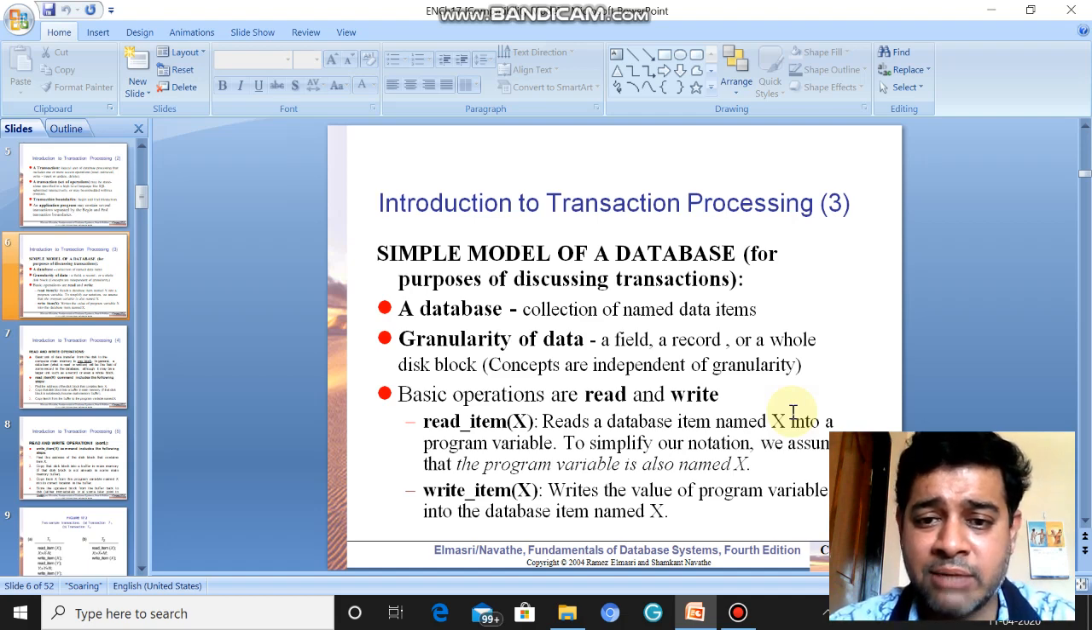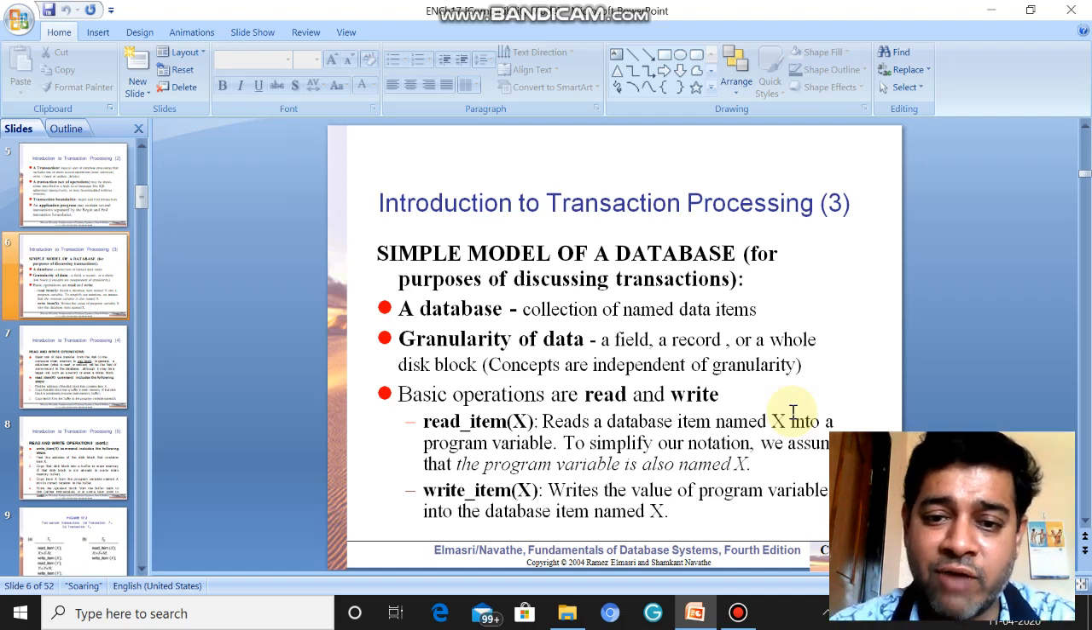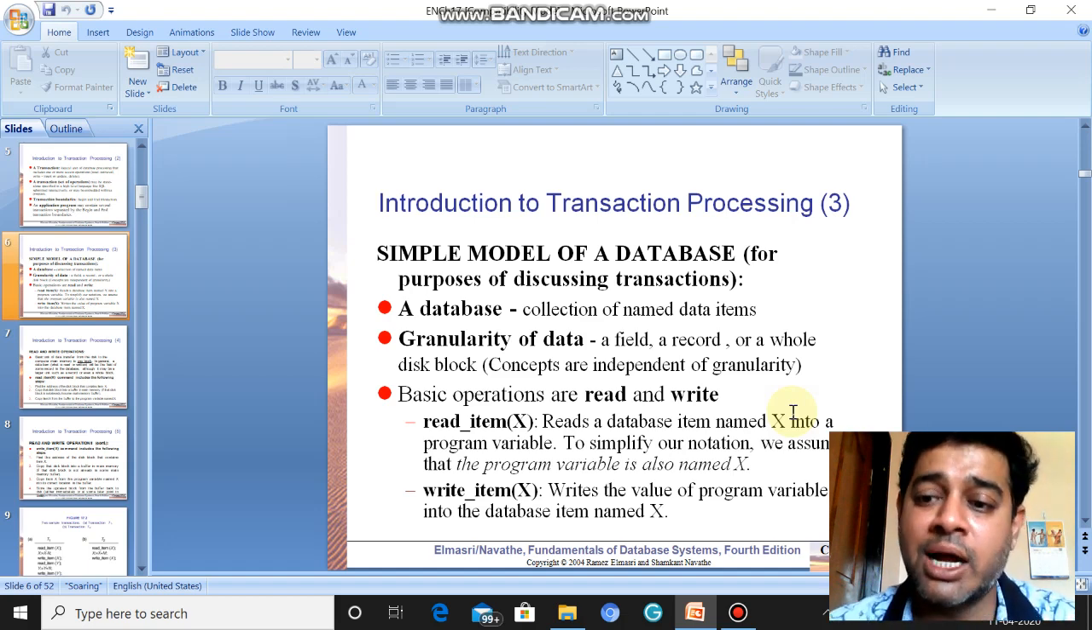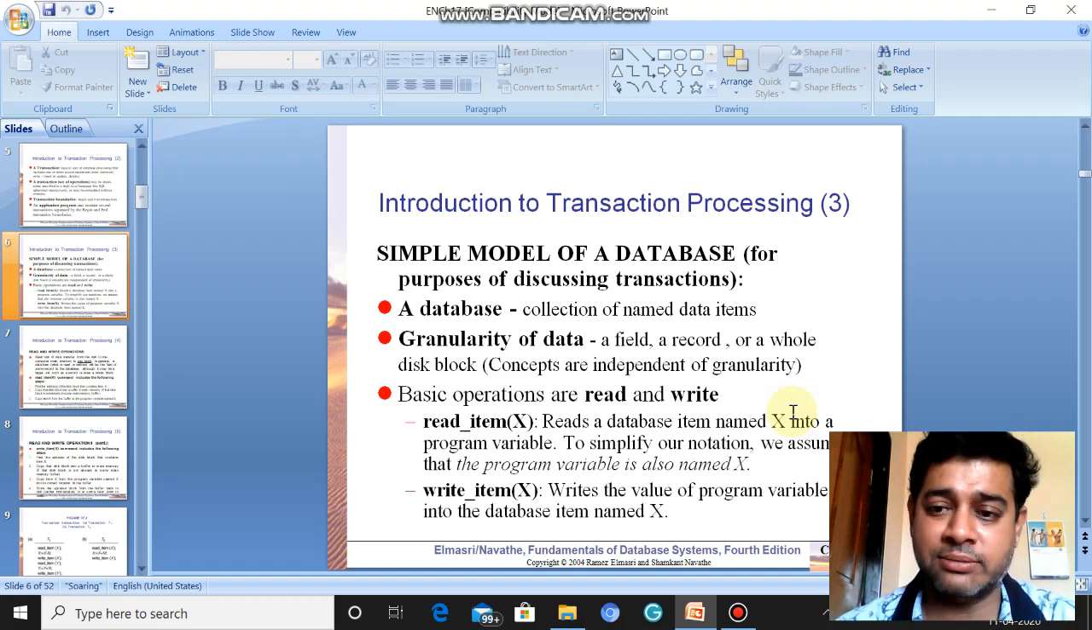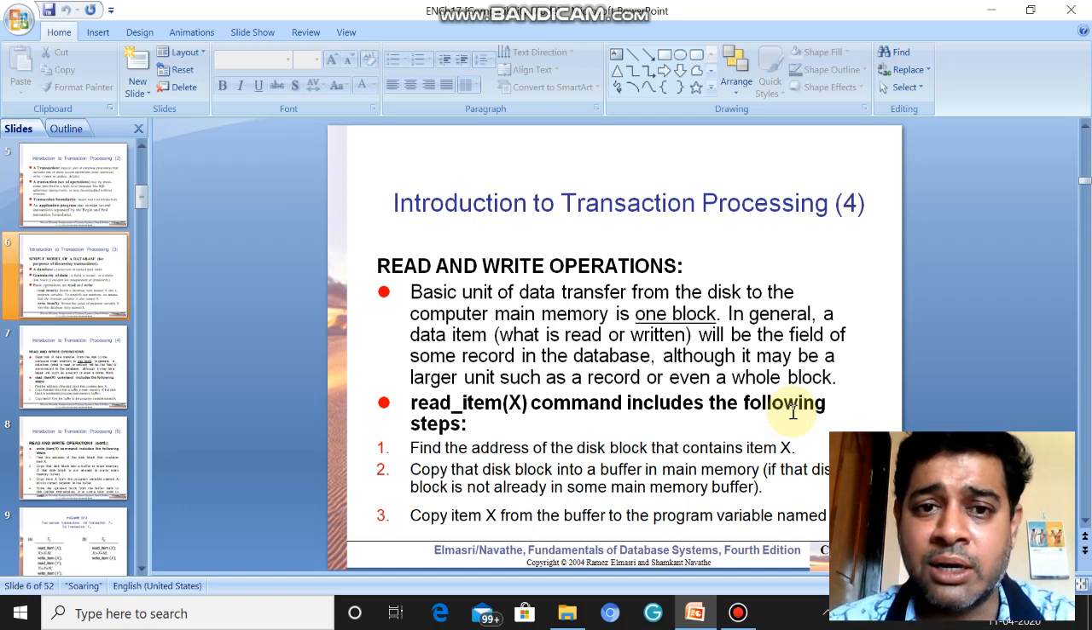And then write item x. When you are going to change that value, suppose 10 changes to 30, 50 or anything, when you update that value and you want to store it back, we call it write item. Whatever value x contains will be written back into the hard disk, that is the disk block. We will see these read and write operations in the next session.